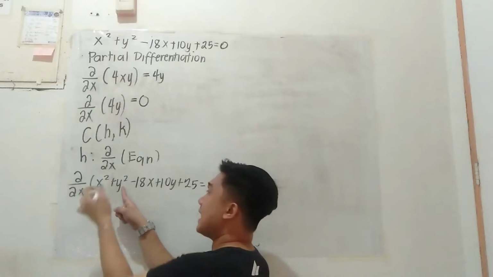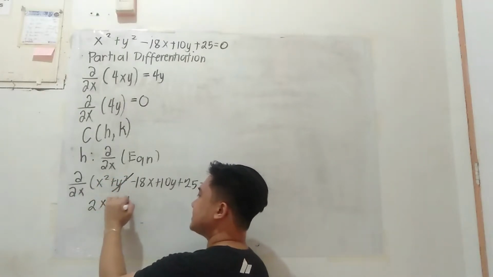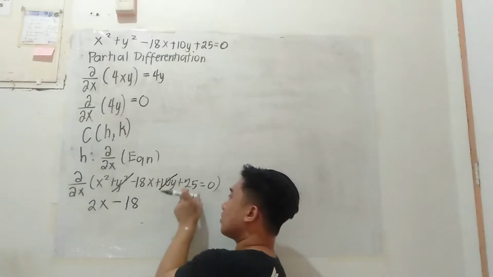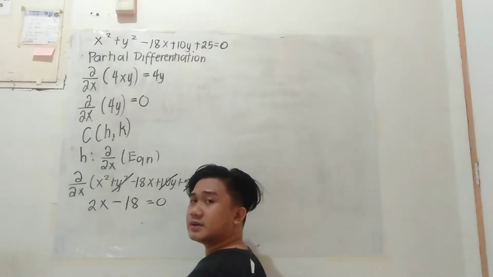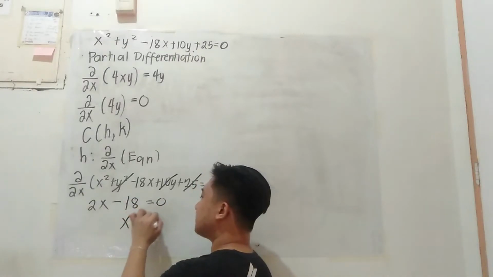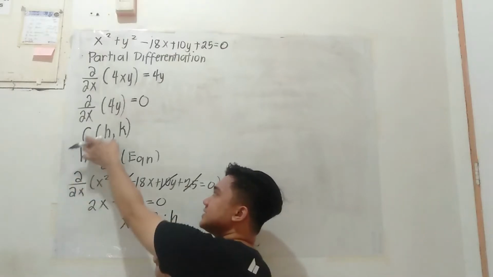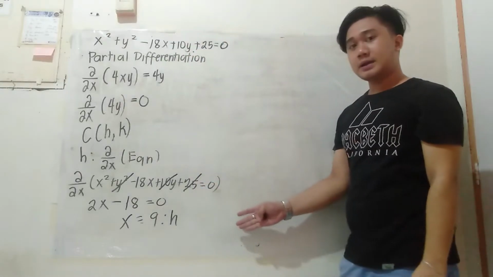Okay? So, that is 2x. May x? Wala. 0 na. Minus, derivative ng 18x, that is 18. 10y, may x? Wala. I-0 mo na. Constant, derivative, 0. So, 2x minus 18 equals 0. X is equal to positive 9. And this x is your x coordinate of your center. So, yun yung h mo. So, ganun lang kabilis, di ba?